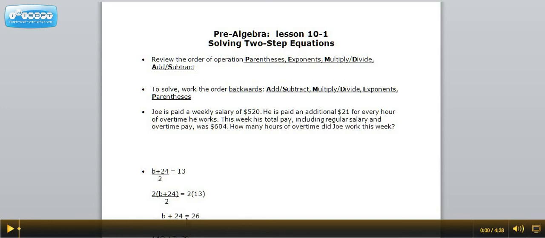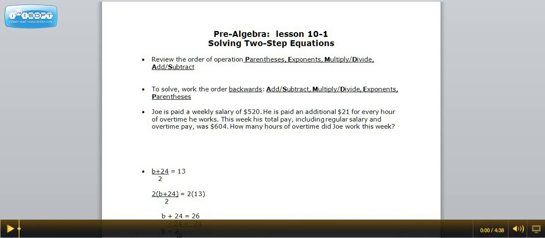Now you're back down to an equation that you know how to solve. I need to get rid of plus 24, so I need to subtract 24 from both sides. So when I subtract 24 from both sides, this leaves me with nothing, which just bring down my b. 26 minus 24 is 2.